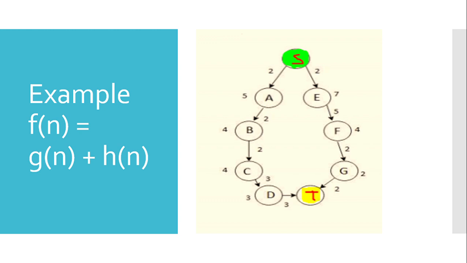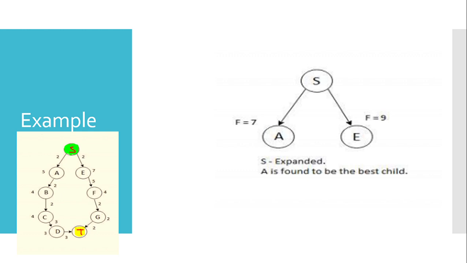So let us start with the RBFS algorithm. As S is not the goal node, we have to expand the S node. Expand means we have to check for the child nodes of S. So S has child nodes A and E. This also will use a priority queue. So A will be added first, then E, because of the cost.